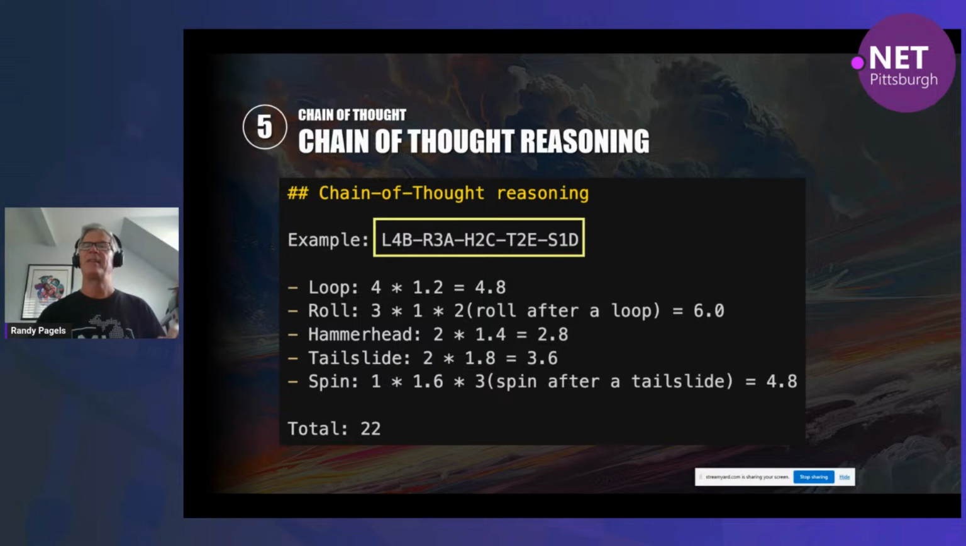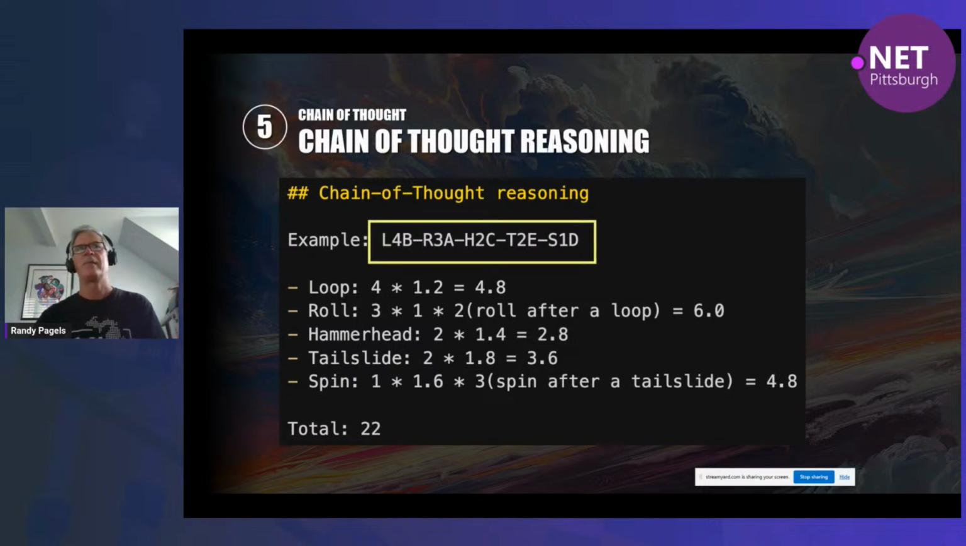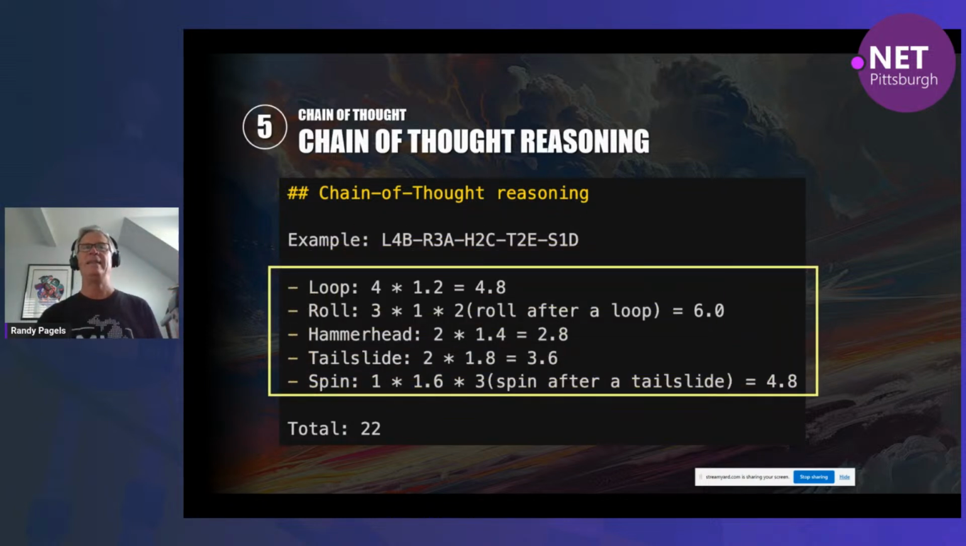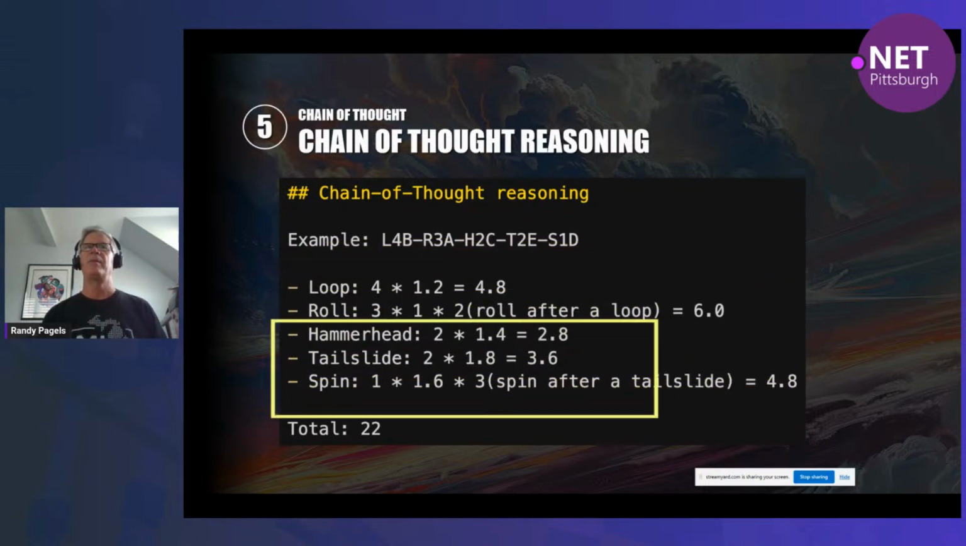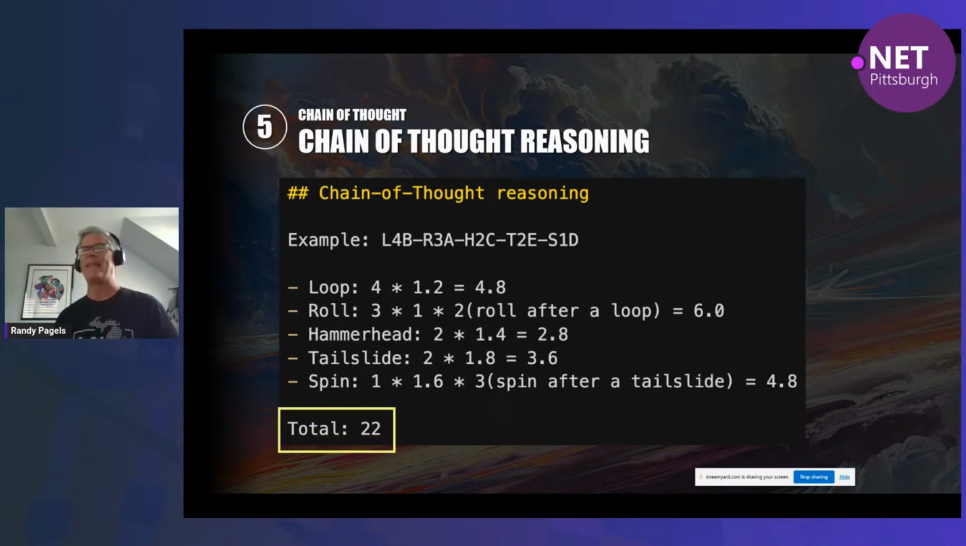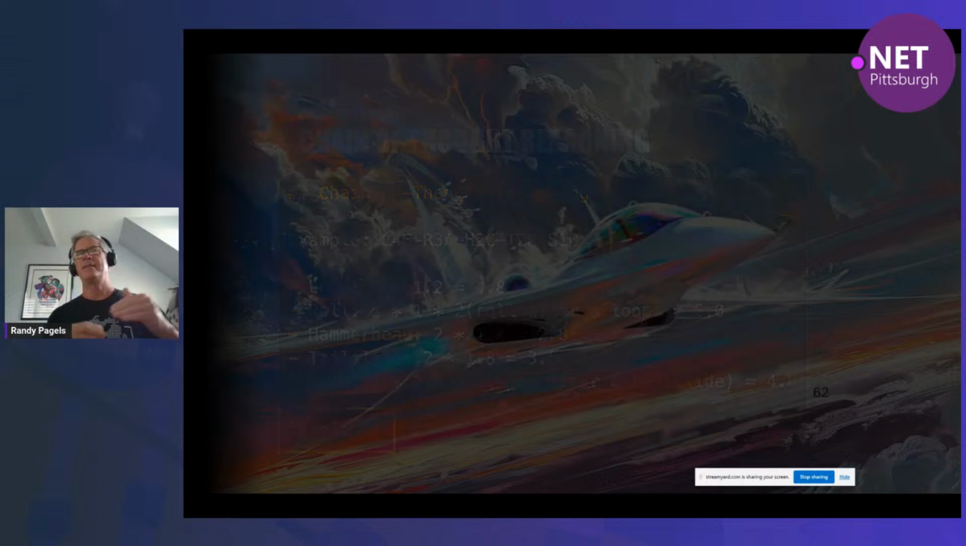So I'm giving it an example. Say, hey, Copilot, now here's an example. Let me do the math for you, right? Here's an example of the sequence. Here's the math behind the sequence. And the number in this example will always calculate out to 22. What Copilot will do, again, this is the entire prompt, by the way.